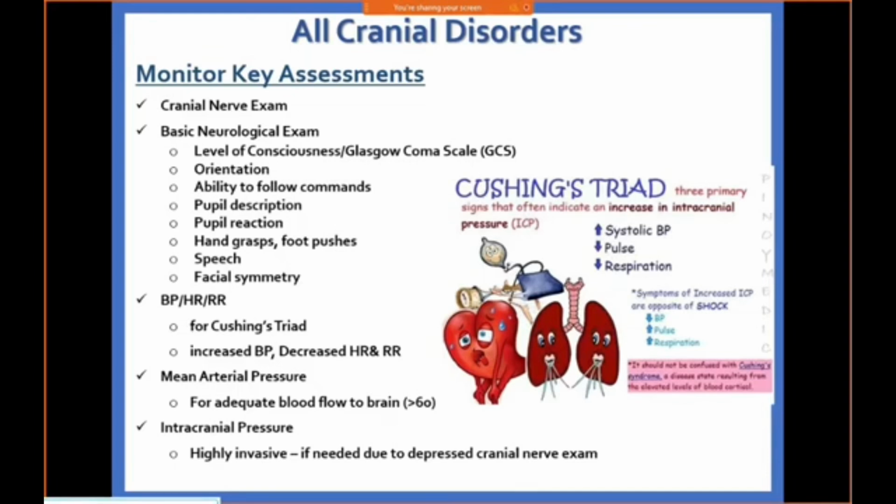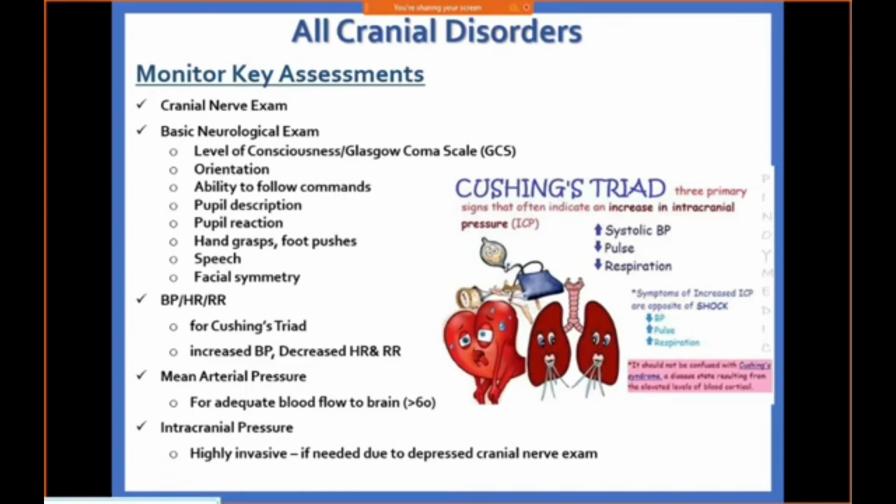And we will also keep an eye on our mean arterial pressure to ensure that the mean arterial pressure is greater than 60. And if we are seeing Cushing's triad with it, we're probably going to want that mean arterial pressure to be even 70 or 80 to overcome whatever intracranial pressure we are having.